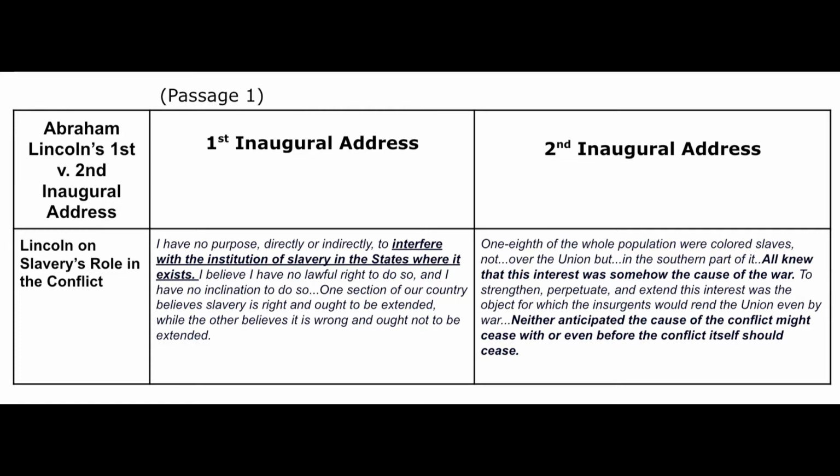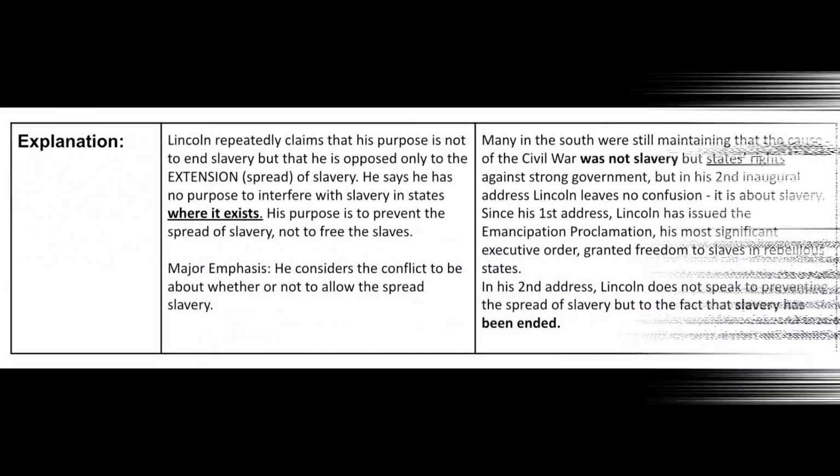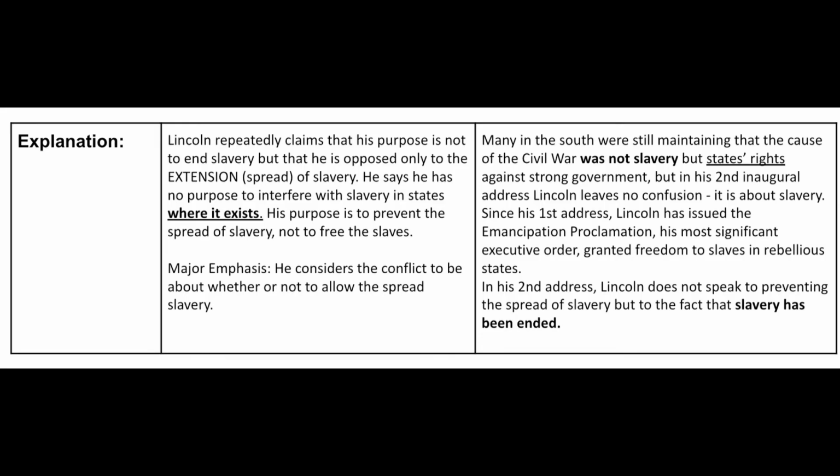Think about the language that was used by Abraham Lincoln in both inaugural addresses about slavery. Think about how he felt in the first inaugural address that we went over, and now think about what you think he is trying to say in the second inaugural address. To further explain or dissect this, let's take a look at some explanations of each.